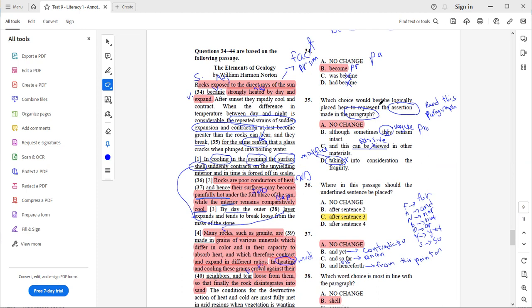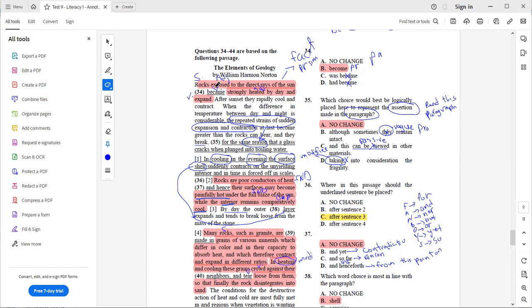Which choice would best be logically placed here to represent the assertion made in the paragraph? Take care. Assertion means the main idea of the paragraph. So you have to know what the paragraph is about to choose the right one, because there's writing. But if you look, you're going to find that it also has grammar mistakes. May you read the paragraph? And don't forget the title, the element of geology.